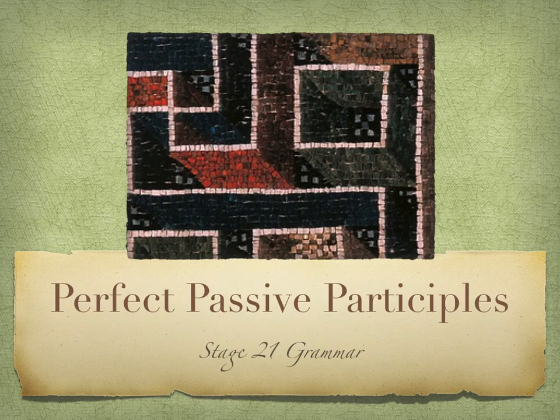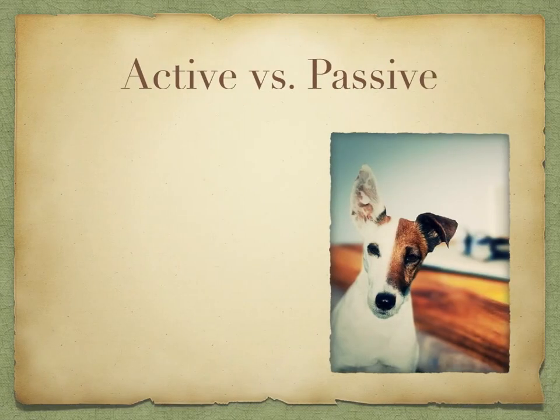We've already met present participles in stage 20 and we know that these are used to describe nouns as doing a verb. Before we get on to PPPs, I just want to go over the difference between active and passive, so we'll look at a couple examples. "I am eating" is an active sentence, whereas "I am being eaten" is a passive sentence.